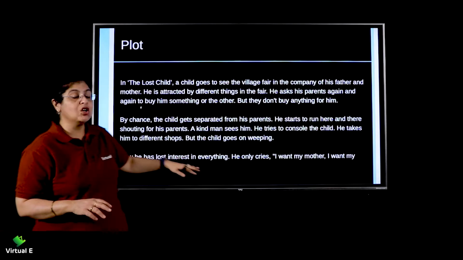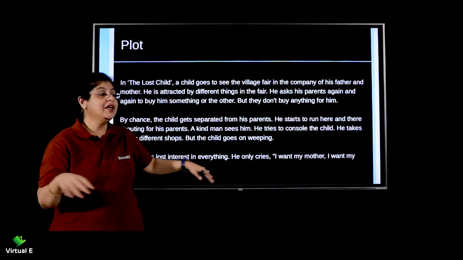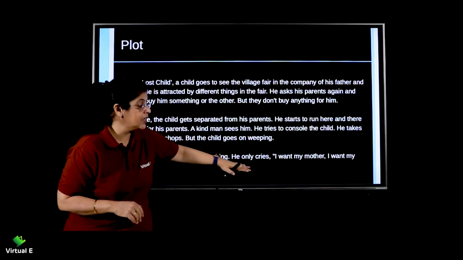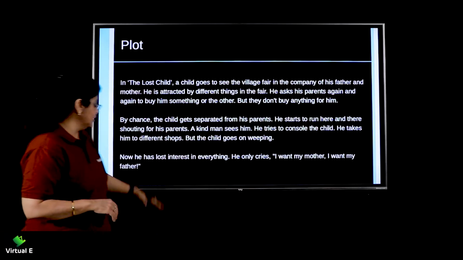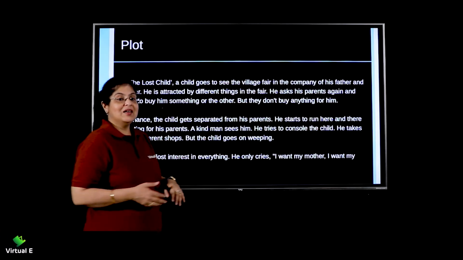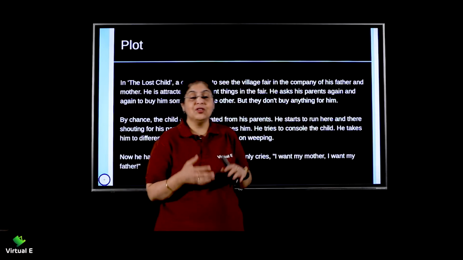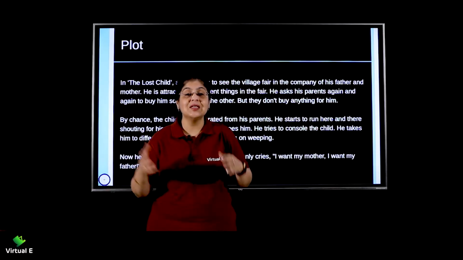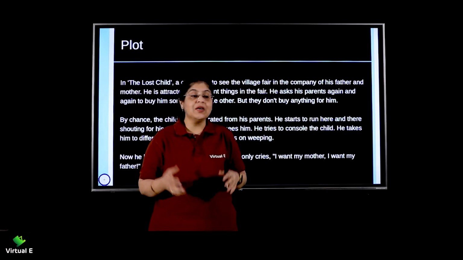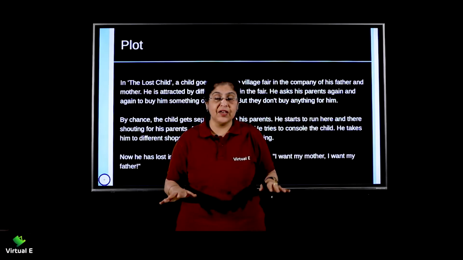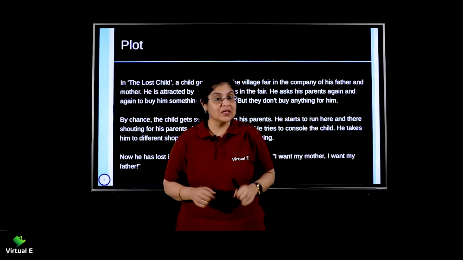Now he has lost interest in everything. He does not even want his favorite things. He only cries, "I want my mother, I want my father." For a child, the world is his parents. Their parents are the world for the child. So whatever the child, be it whatever, ultimately at the end of everything, the child wants his parents.